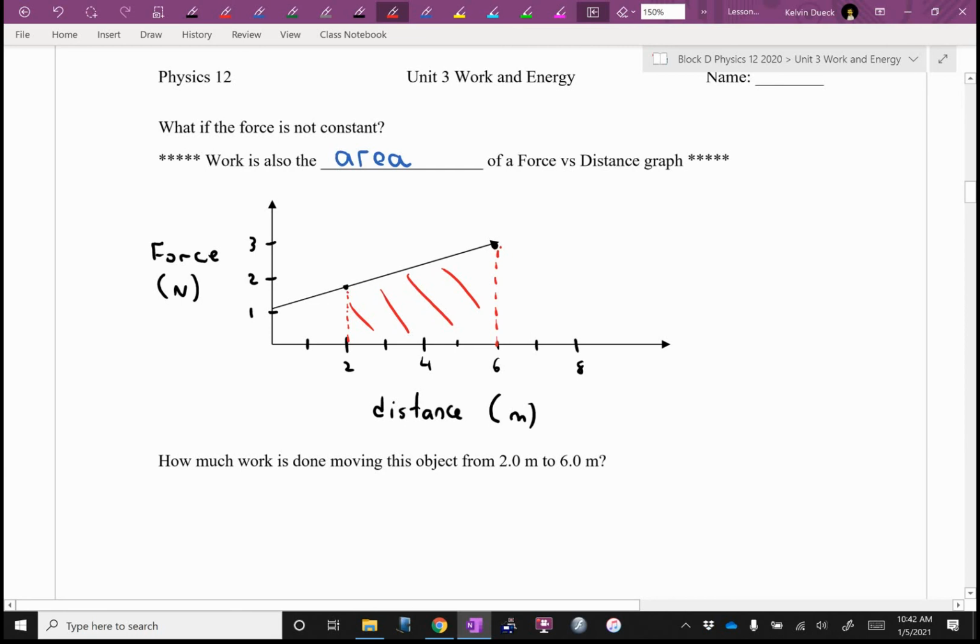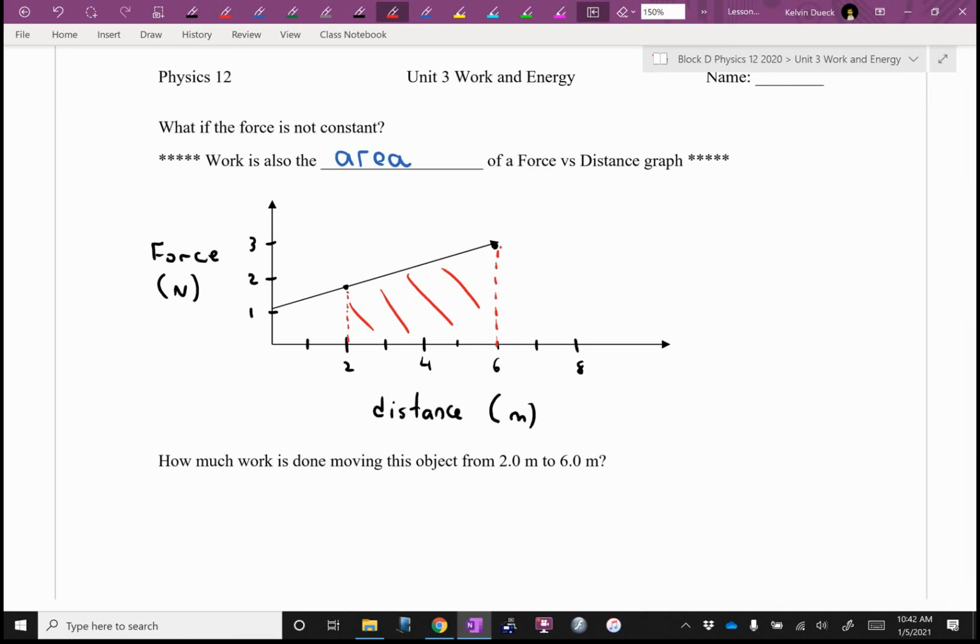What shape is that? What do you call 2 parallel sides and 2 non-parallel sides? It starts with a T. TR. Not a triangle. TRA. TRAP. It's a trapezoid. Trapezoid, 2 parallel sides, 2 non-parallel sides.